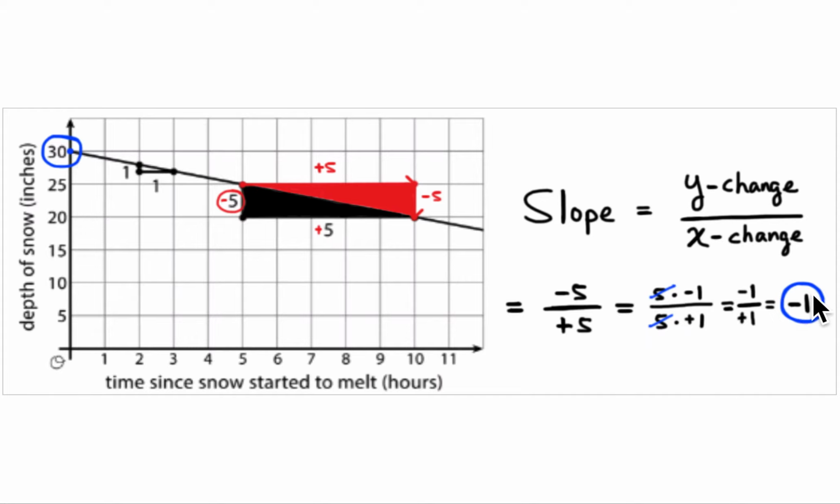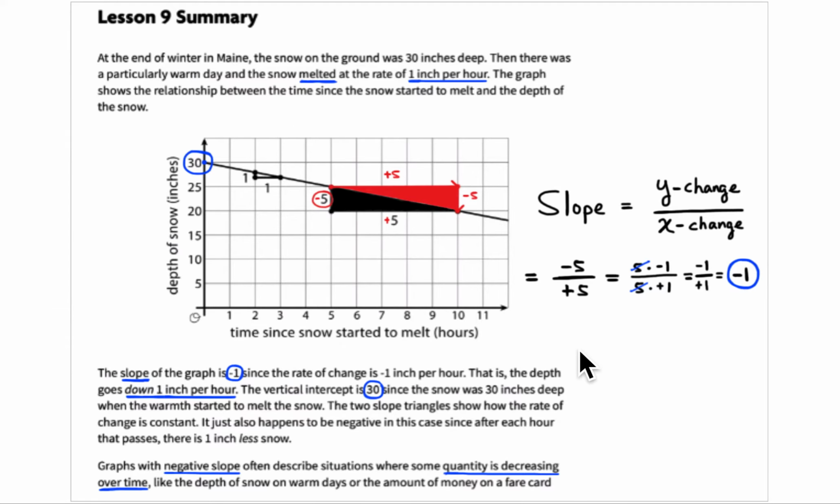That equals negative 1. So in this case, in both cases, you end up with a slope of negative 1. So the snow is melting at a rate of 1 inch per hour. So it's going down 1 inch per hour. So that's a negative slope. So the vertical intercept is 30, since the snow was 30 inches deep to begin with.